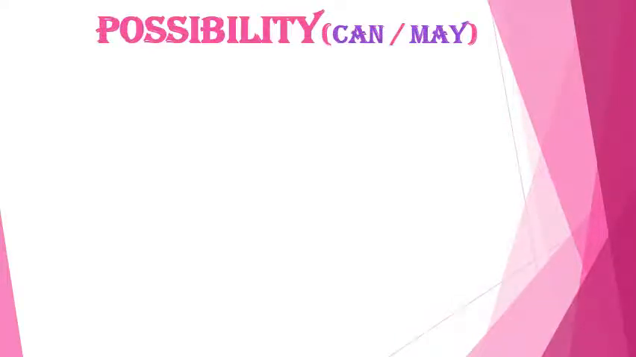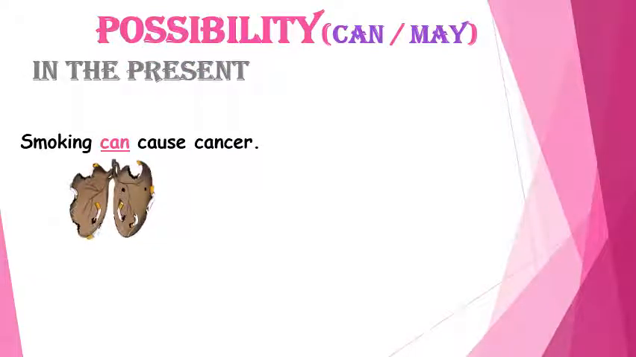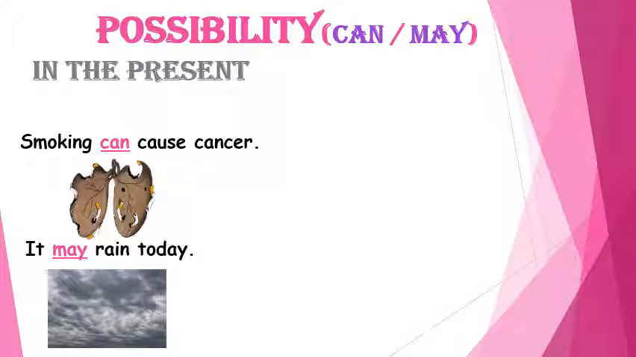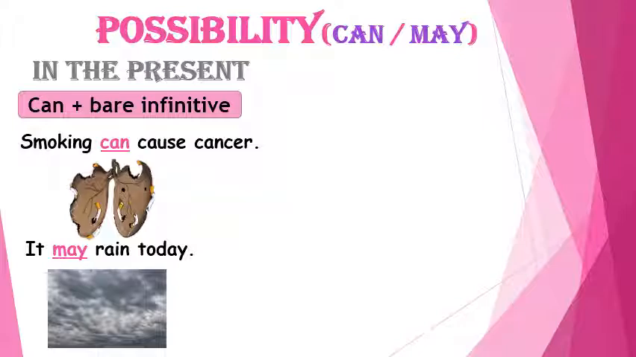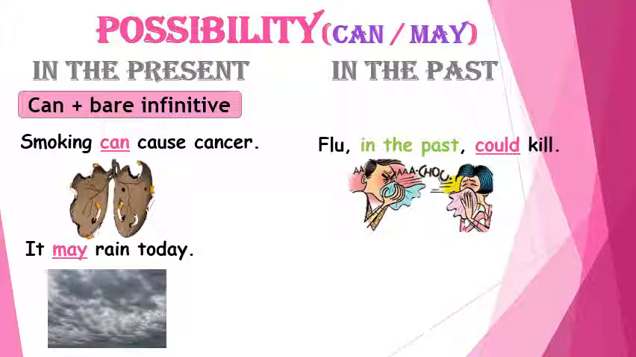Let's see possibility using can and may in the present. Smoking can cause cancer. It may rain today. Both of them are modals followed by bare infinitive. So can or may in this case plus bare infinitive. Second example, about the past with the same modals: the flu in the past could kill. Here, as you may see, the sentence expresses a possibility in the past using could.